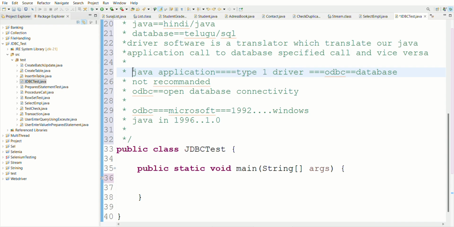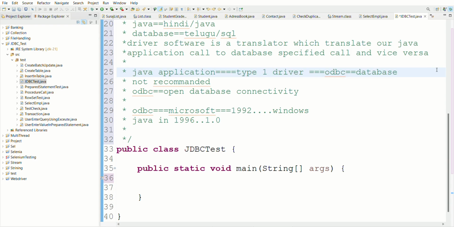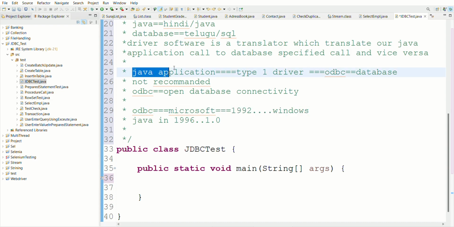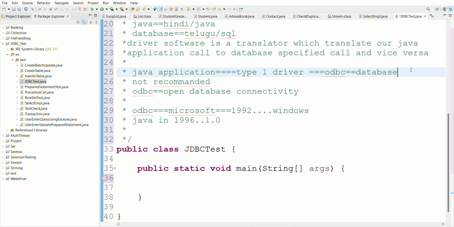How is type 1 driver platform dependent? There is a question in the interview that how type 1 driver is platform dependent. Just because of this ODBC, because ODBC was given by Microsoft, and Microsoft has introduced the Windows operating system. So Microsoft said that if you want to use the type 1 driver, then you must have the Windows operating system. So type 1 driver is only applicable in Windows operating system. It is not applicable in Linux or Mac OS. Got it?